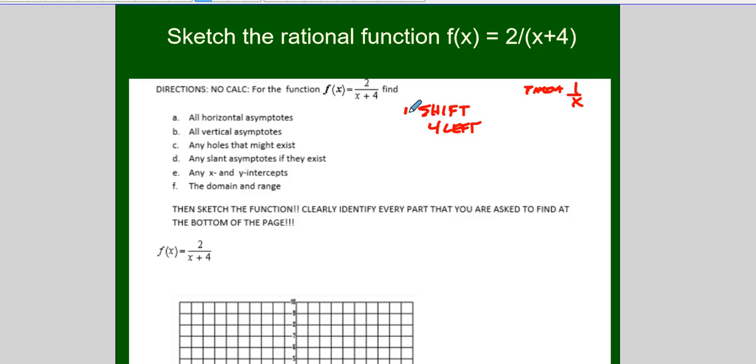And then this 2 is a vertical stretch times 2, or sometimes called a dilation. So it's going to stretch it this way. Really, you look at it, this is 2 times 1 over x plus 4. Just like with slope, if you have y equals x on a linear function, y equals 2x is going to be steeper. Well, that's the same thing here. This graph is going to rise faster than just 1 over x plus 4.